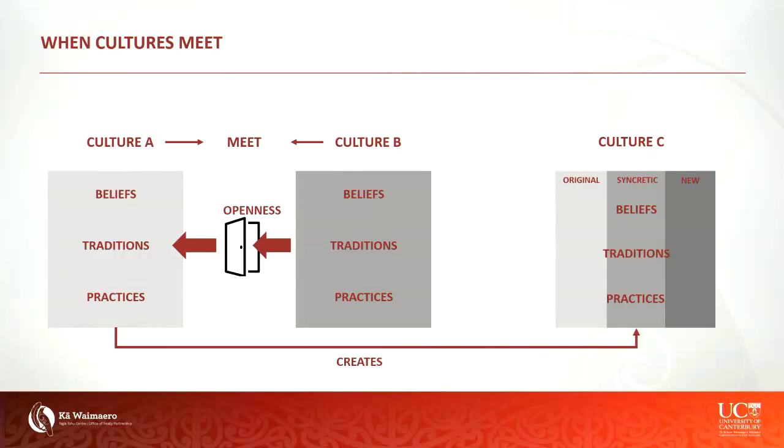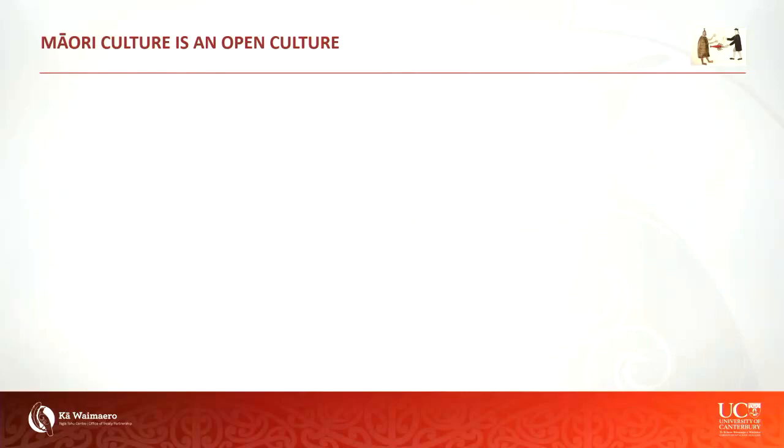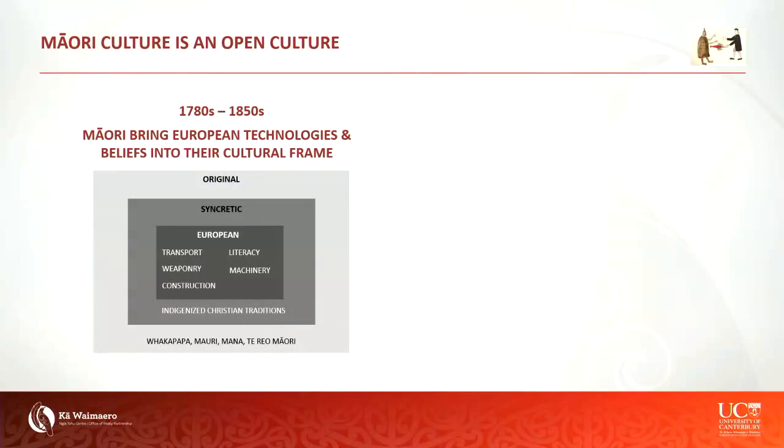And if we look at Māori, we notice that Māori is an open culture. So from the 1750s, Māori brought European technologies and beliefs into their cultural frame. We had Māori travelling from New Zealand to Australia and to the UK to learn new technologies and to bring them back. And so what you had happen here is the formation of three elements.